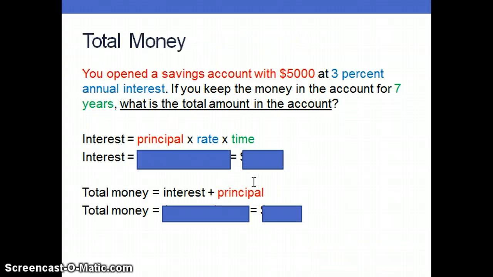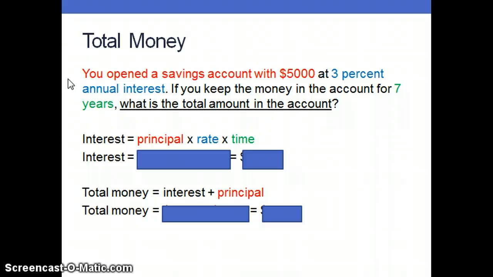Okay, the next problem that we're going to do is a little bit different. It starts off the same way, but we have a second step in this problem. Let me read the problem to you. You opened a savings account with $5,000 at 3% interest, and you keep your money in your account for 7 years. Okay, so far, this problem sounds just like the problem that we did a moment ago.